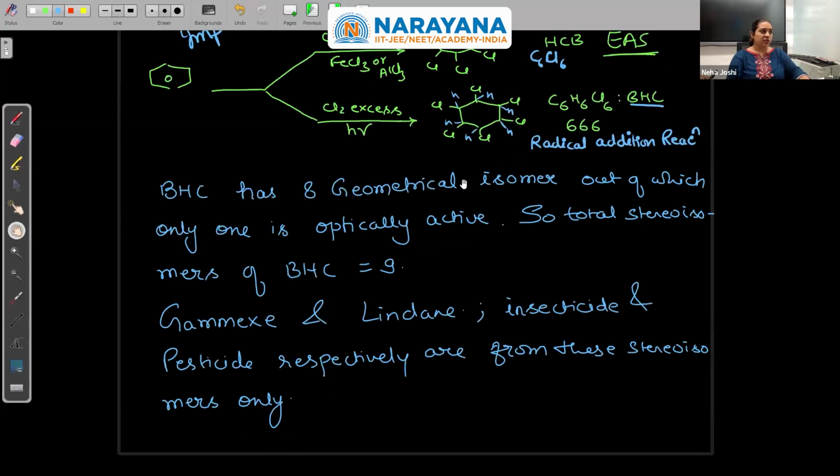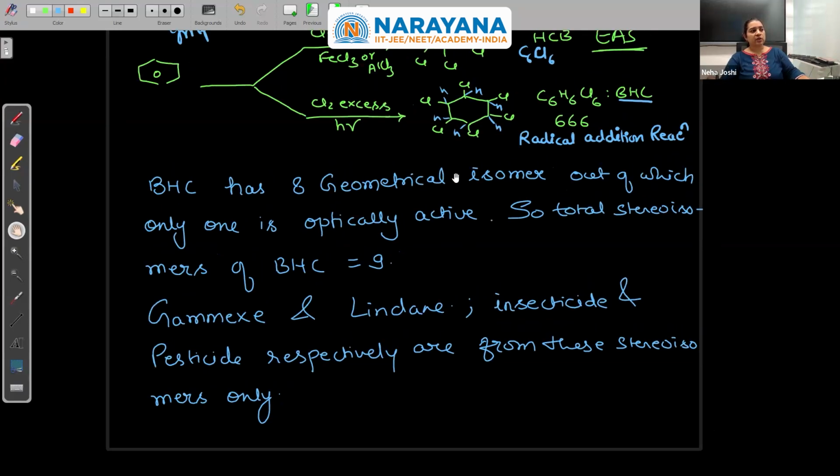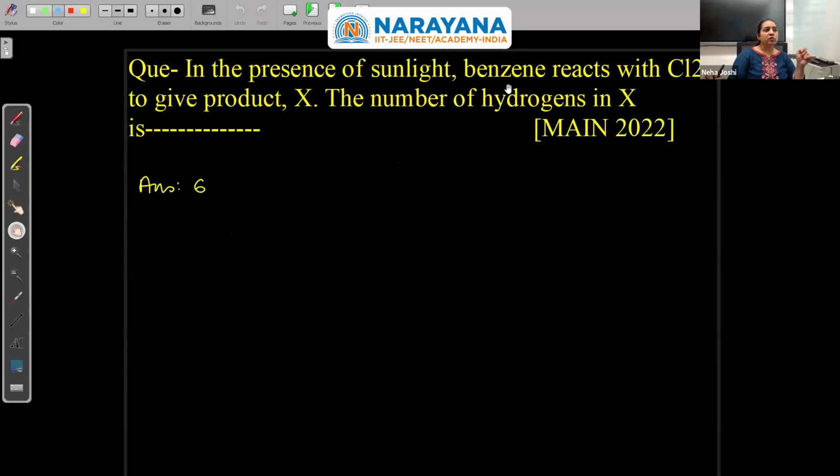Now, this BHC has 8 geometrical isomers, out of which only one is optically active, total 9. Gammexane and lindane, insecticide and pesticide respectively, are from these stereoisomers of BHC. Okay, coming to one more question. In the presence of sunlight, benzene reacts with chlorine to give product X. The number of hydrogens in X is. See, when they refer to sunlight, it means it is a radical reaction.